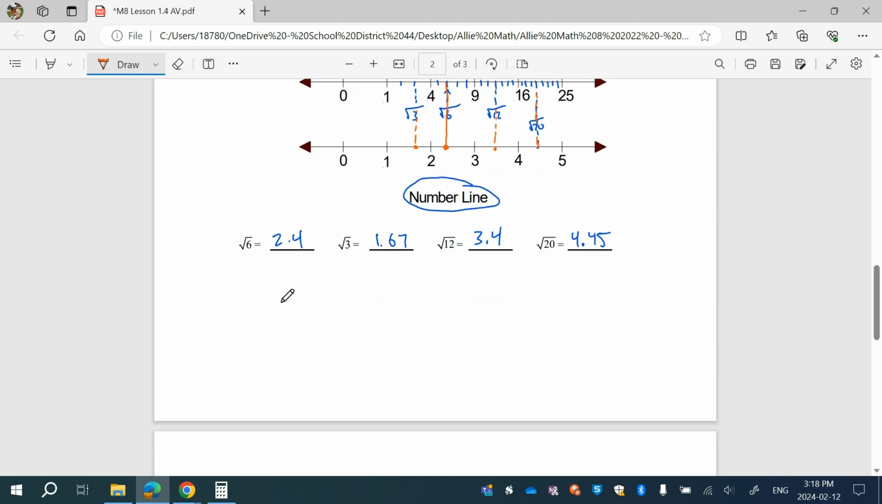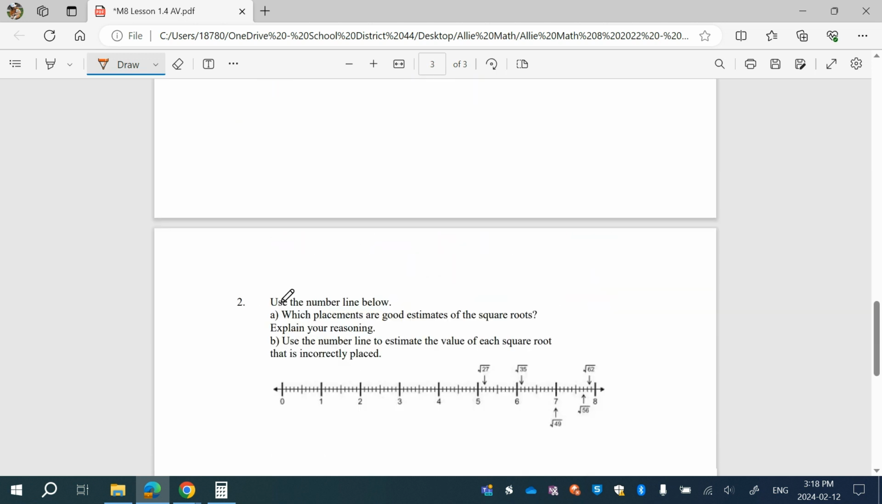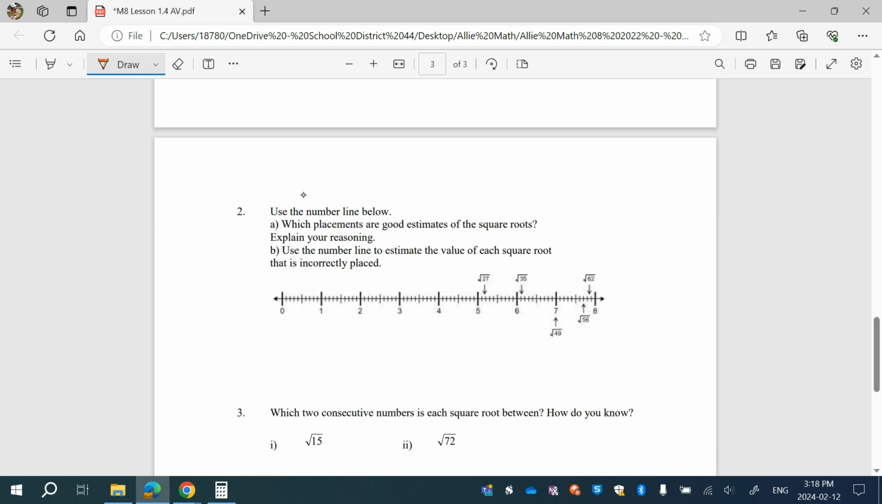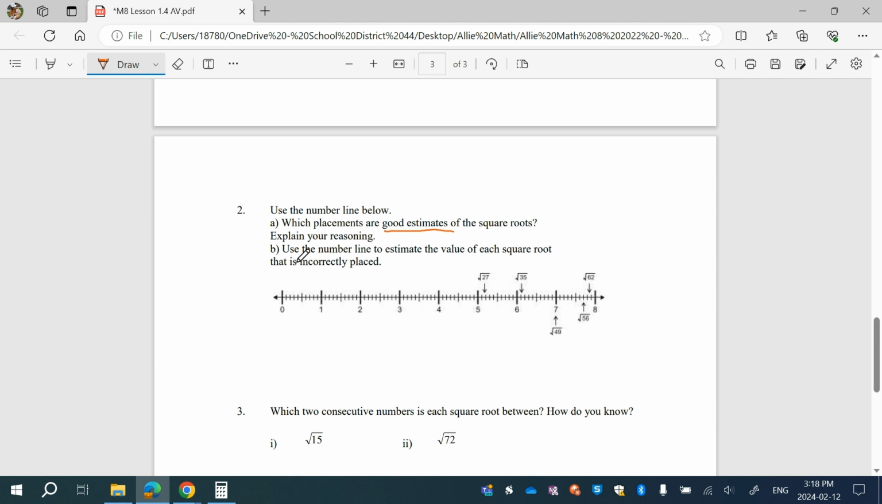So let's do a few. Use the number line below. Which placements are good estimates of the squares? And let's explain our reasoning. And then we're going to use the number line to estimate the value of each square root that is incorrectly placed. Okay, so let's see. Is this a good estimate, the square root of 27? I think it's pretty good. The square root of 25, I usually use blue. Why am I using red?